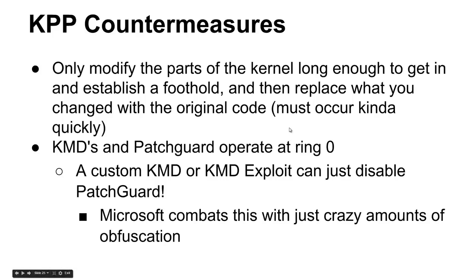The problem with this approach is there are two ways to get around it. Since it's a periodic check, if what you need to do in kernel space is really quick, you just drop in, do it, and then restore the call table that you hooked, or whatever you patched, to the original code, and the integrity check would then pass. Alternatively, kernel mode drivers and PatchGuard both operate at ring 0, so any rootkit can just step in and tell PatchGuard, hey, I'm ring 0 also, why don't you just stop, okay? And it will comply.